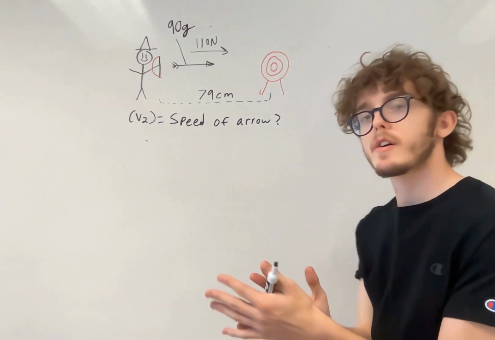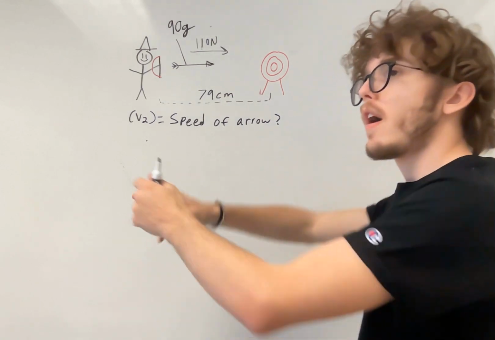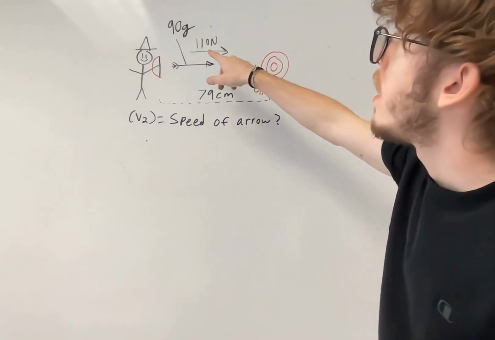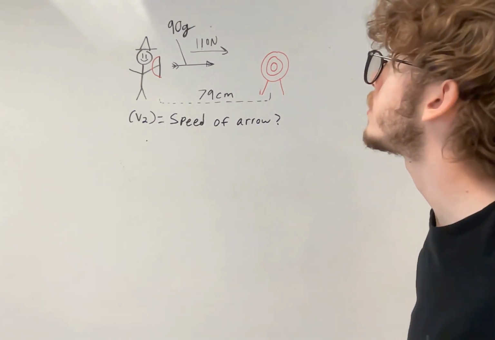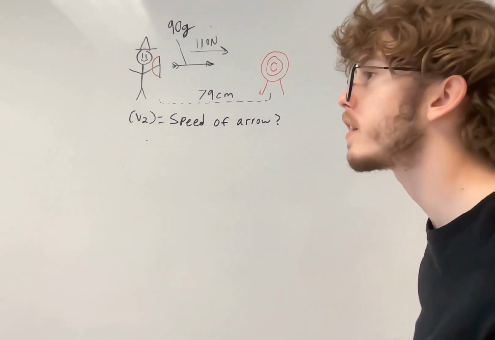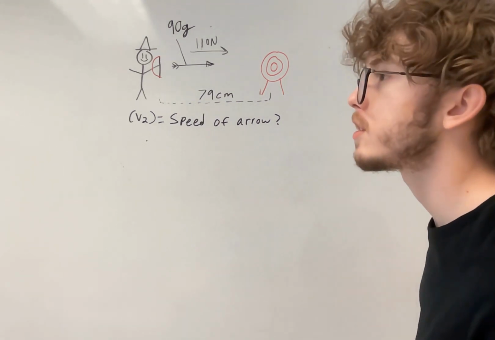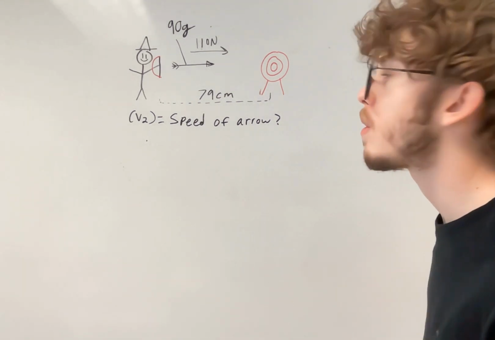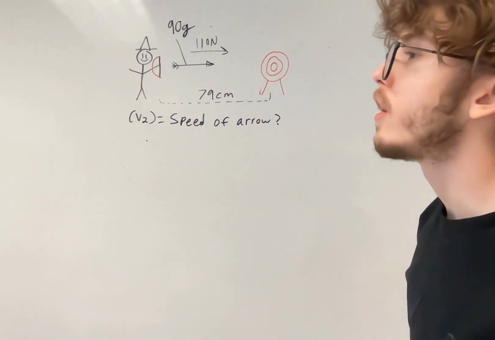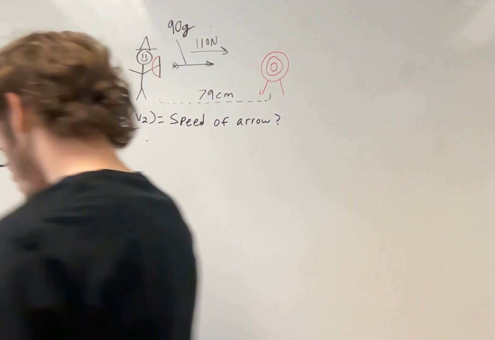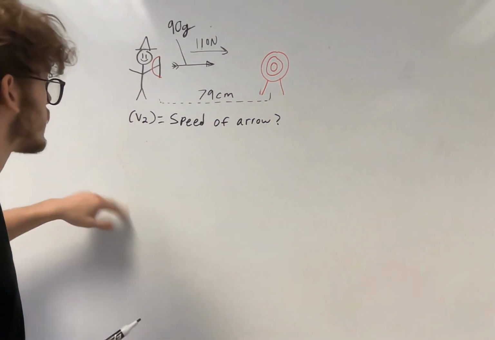In this problem, we are told that an archer in the great old medieval times has a bow, and he shoots an arrow of 90 grams, and it travels at an average force of 110 newtons on average throughout its travel. The total displacement is 79 centimeters to the target. Assume that there's no change in y and that the arrow travels perfectly linearly through space. So we are asked, what is the speed of the arrow throughout the travel?